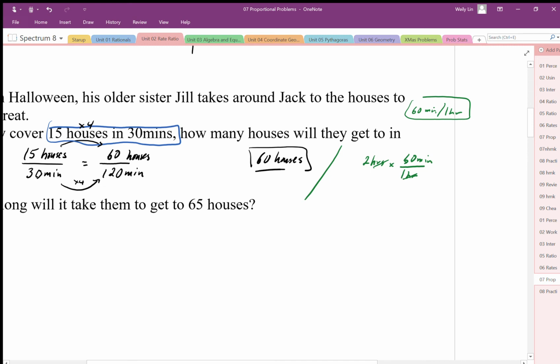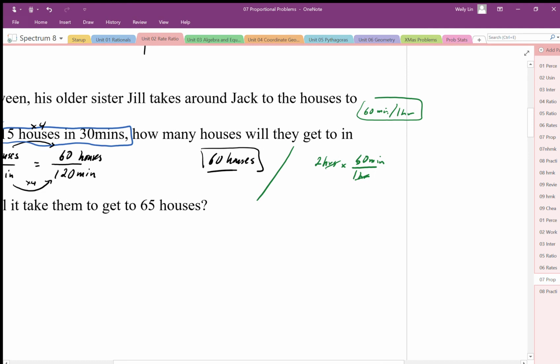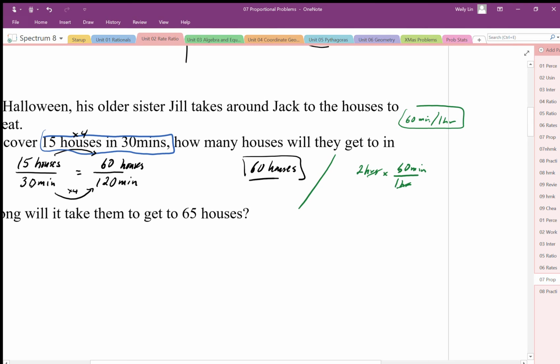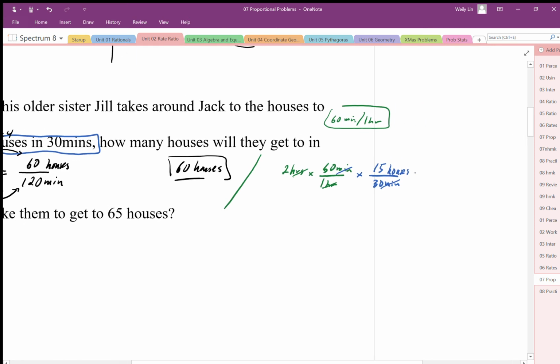Now most of you would probably just say, well, I know that 2 hours is 120 minutes, but I'm doing this to emphasize the point that any rate can be involved in this calculation as long as we keep track of the rates. Here we want to get rid of the minutes, and we have houses and minutes. So I'm going to use the rate with minutes on the bottom. Why do the minutes go on the bottom? Because they need to cancel out the minutes units that are left here. Times on top, divide on bottom, top and bottom will cancel out. So we have 15 houses here.